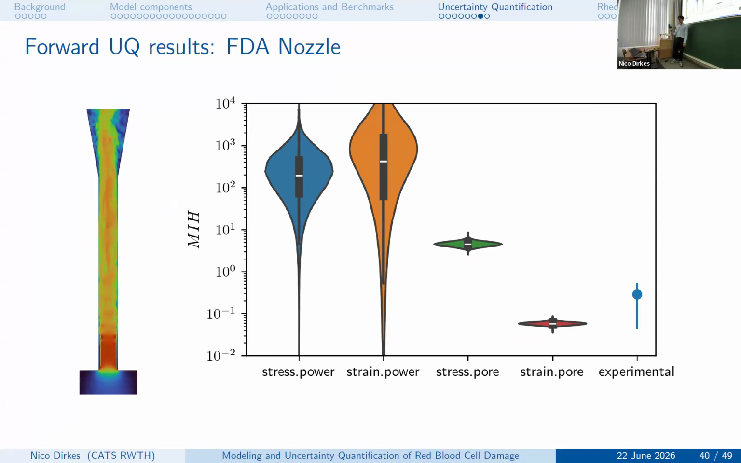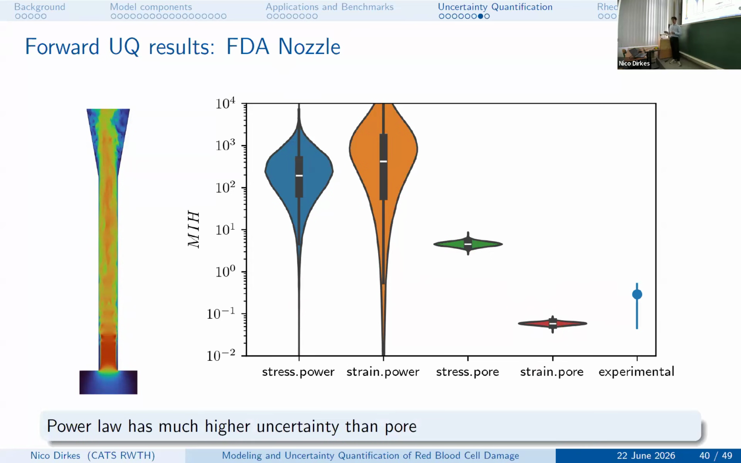What we get first for this FDA nozzle is these kinds of distributions. You can see that these two forms of the power law both have very wide probability distributions. And this basically shows that depending on which parameter set you use, depending on your data, you might get values somewhere between 10 to the 4 and 10 to the minus 1. So that's a huge range in the possible predictions that this power law can give you. On the other hand, these Poor-based models have much narrower ranges. And you can see, in fact, also again, that this strain-based Poor model overlaps with the experimental standard deviation.